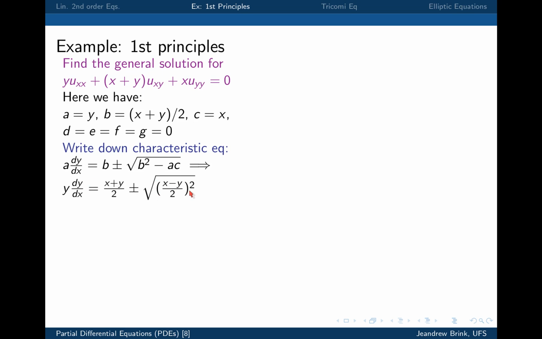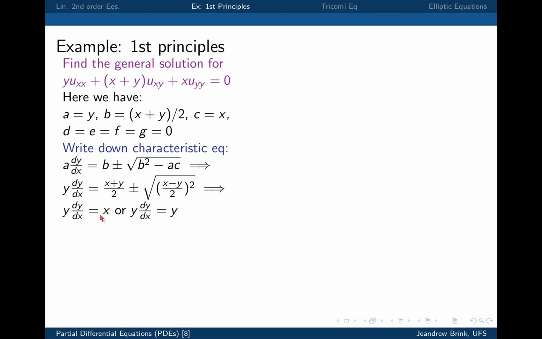Okay, which I can actually simplify, because this is a square, right? And I don't have to worry about the plus minus of the square root because it's already out there. So this characteristic equation then becomes two equations. If I use the plus, it's simply y dy/dx equals x, and the minus branch is y dy/dx equals y.